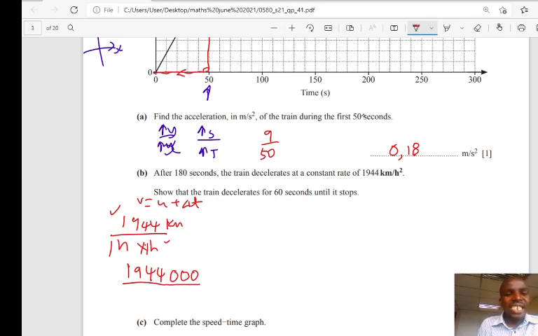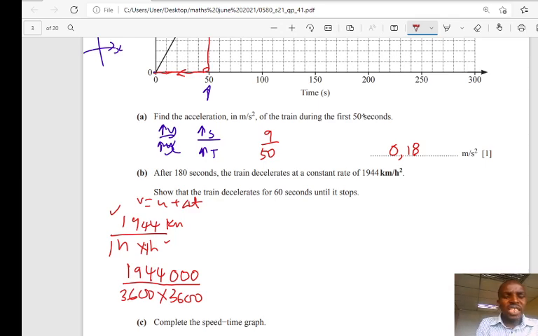1 hour is 60 times 60. Then 60 times 60 is 3600, times 3600 is 2 hours, right? It's 1 hour times 1 hour. So 1 hour, 3600 seconds. So times 3600 seconds. Take note of that.